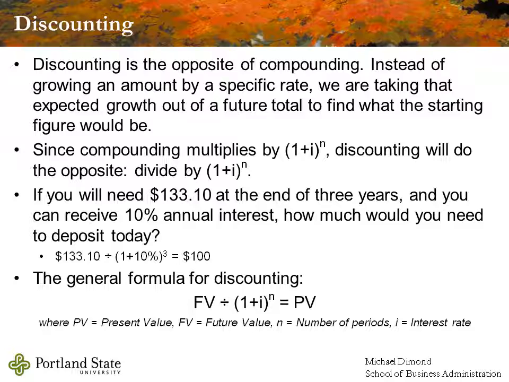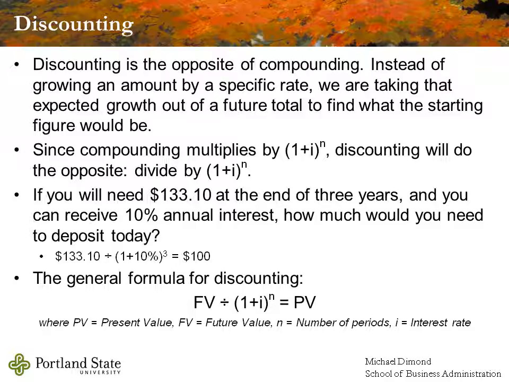The opposite of compounding is called discounting. When we're discounting, we're really taking the compound interest and backing it out of an amount so that we can see where we would have needed to start. Since compounding multiplies by 1 plus I raised to the nth power, discounting is going to do the exact opposite of multiplying. We're going to divide by 1 plus I to the nth power.